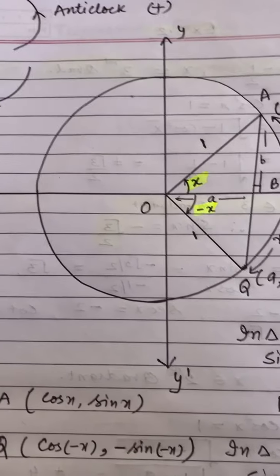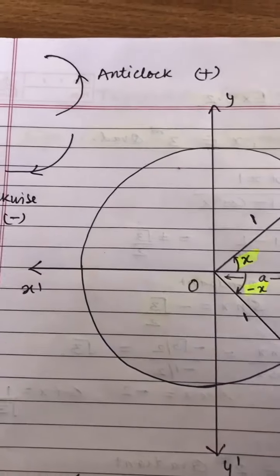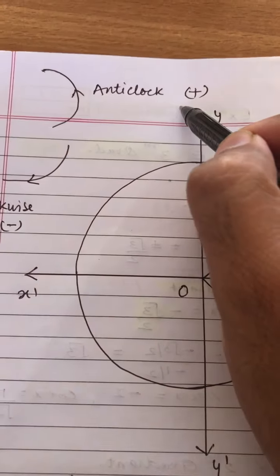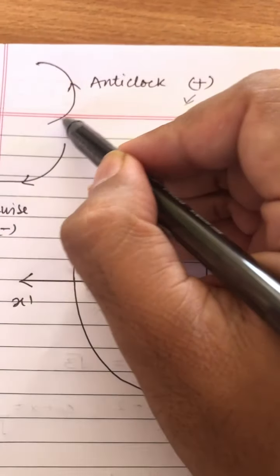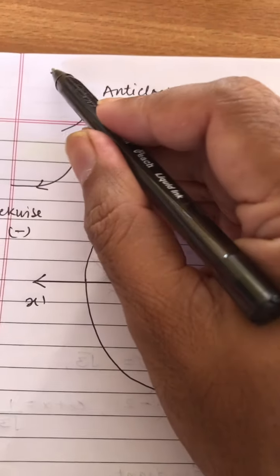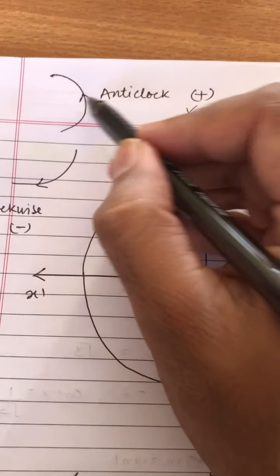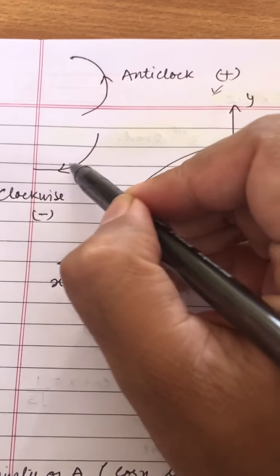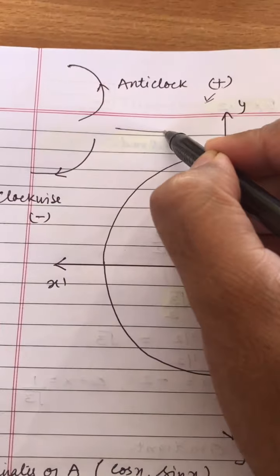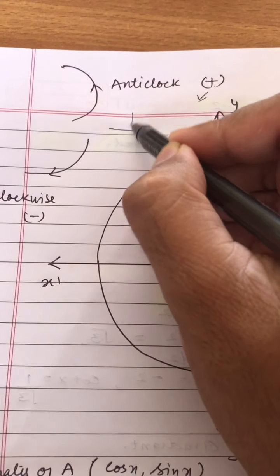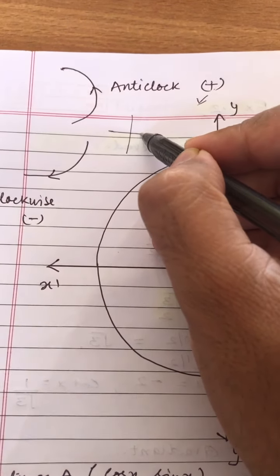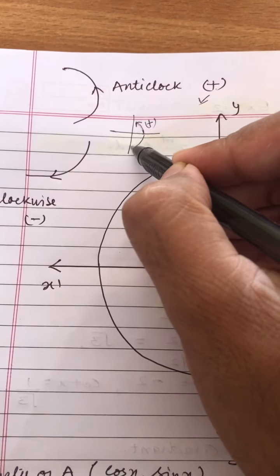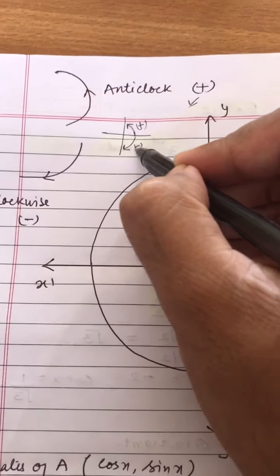The first thing to keep in mind is that whenever we are measuring the angle in the anti-clockwise direction, the value of the angle is taken positive. That means other than the clock direction. Anti-clockwise, the angle is always positive, and whenever you are measuring the angle clockwise, suppose this is the horizontal line, the angle will be negative.